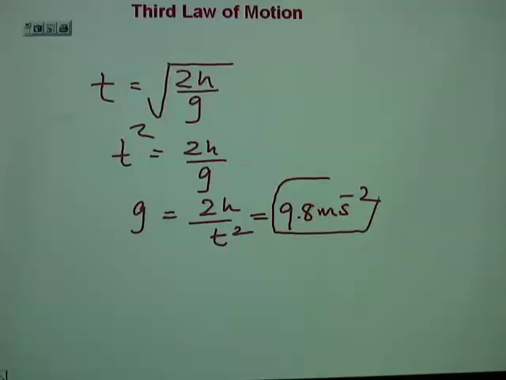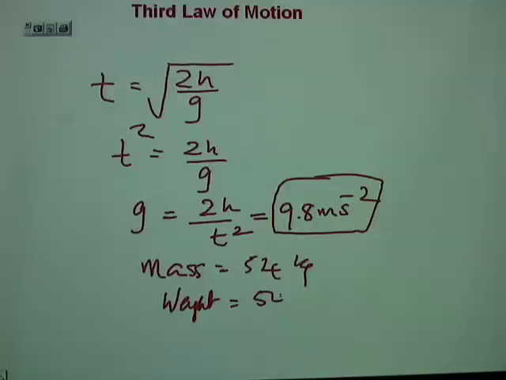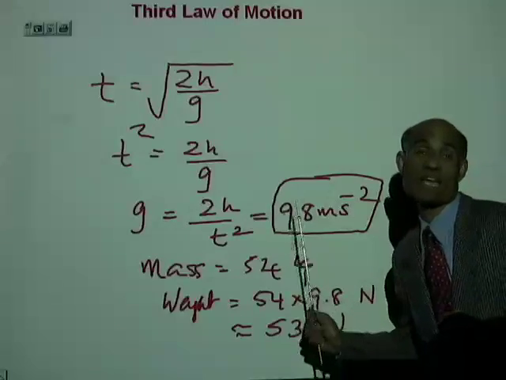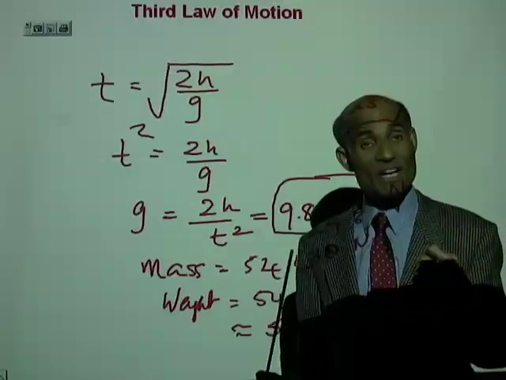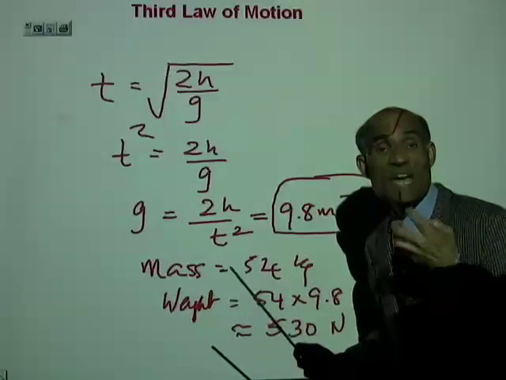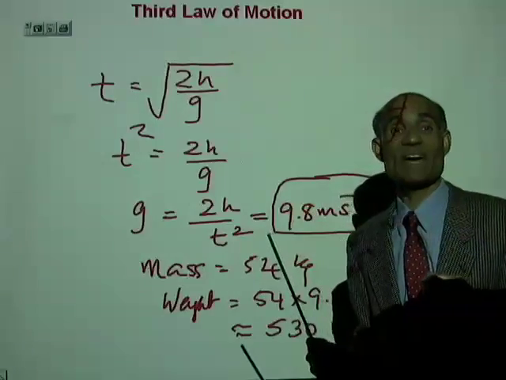So if g is 9.8 meter per second squared, can you tell me what is my weight? My mass is 54 kilogram, and therefore my weight will be 54 kilogram times 9.8, which will be approximately 530 Newton. So my weight is approximately 530 Newton. You can see I haven't used the negative sign here, because I was only interested in the magnitude. But when you use g for calculation, for problems, it is a vector. Weight is a vector, so you must use the direction there as well.